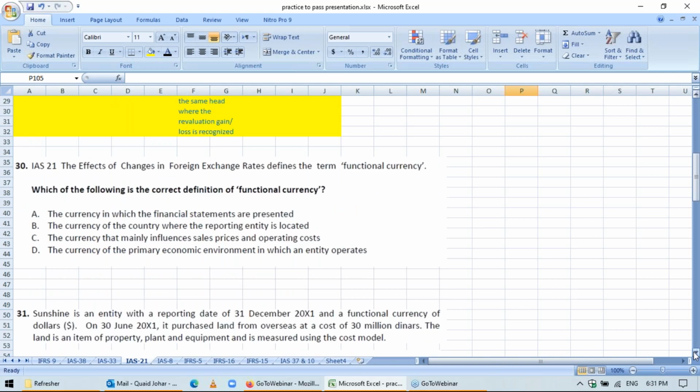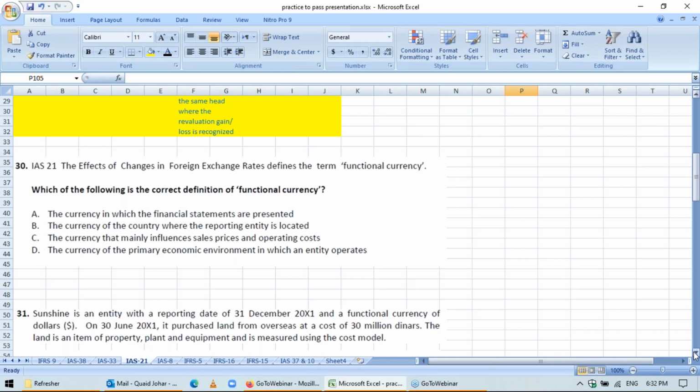IAS 21, the effects of changes in foreign exchange rates, defines the term functional currency. Which of the following is a correct definition of the functional currency? Now, what is a functional currency? There are two types of currencies: reporting currency and functional currency. Reporting currency means the currency in which we prepare the financial statements. So there can be various currencies in which we prepare our financial statements. Suppose I have to present my financial statements to the parent company, right? And they are asking me to prepare financials in dollars. So I have to convert from euros to dollars, right?